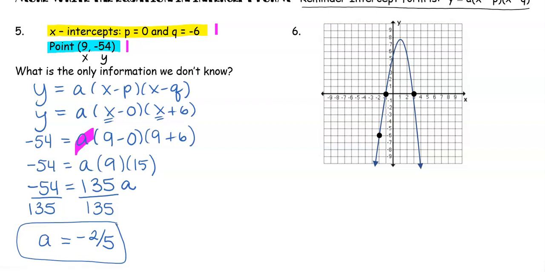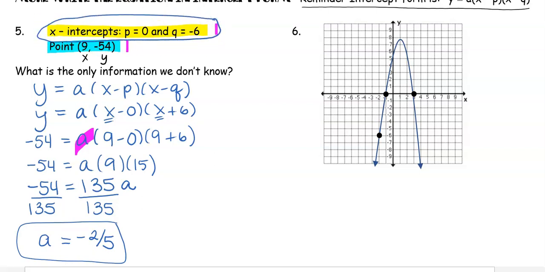We want the equation in intercept form. Remember, intercept form should have the intercepts. So we're going to be able to see the intercepts in the equation. Your equation should have the x's and the y's. So this becomes y is equal to your a value, which is -2/5. Now this was x minus 0, so you can keep that as x minus 0, or you can just write x and then x plus 6.